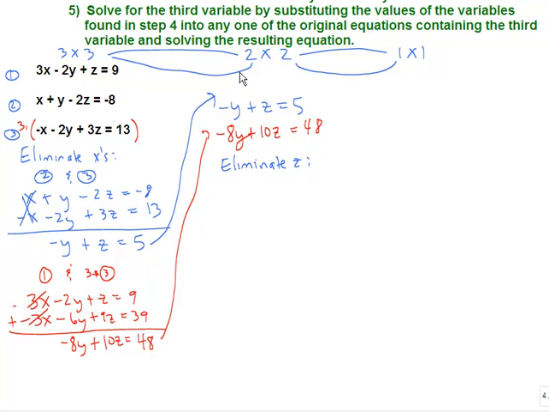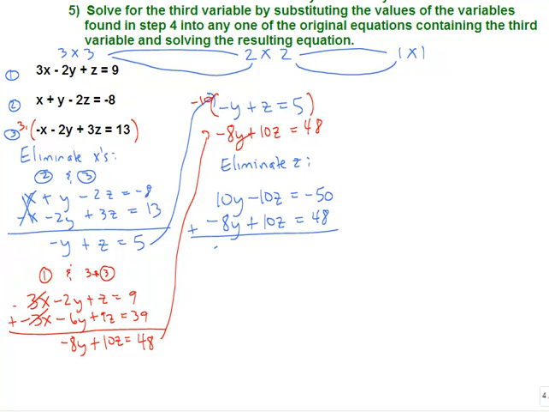So let's multiply this top equation by -10. And if I do that, negative 10 times negative y is positive 10y. Negative 10 times positive z is minus 10z. And negative 10 times 5 is negative 50. So that's my new top equation. The bottom equation I'm going to leave alone, just line it up. So -8y plus 10z equals 48. And now we should be able to add down.